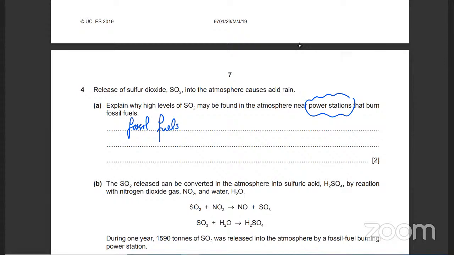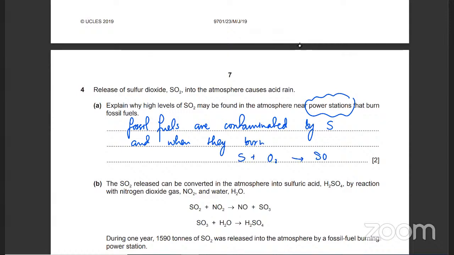So fossil fuels are contaminated by sulfur, or they contain sulfur. And when burnt, that's the answer. When they burn. So that is when sulfur, and you should always write an equation. So when they burn, SO2 is produced.